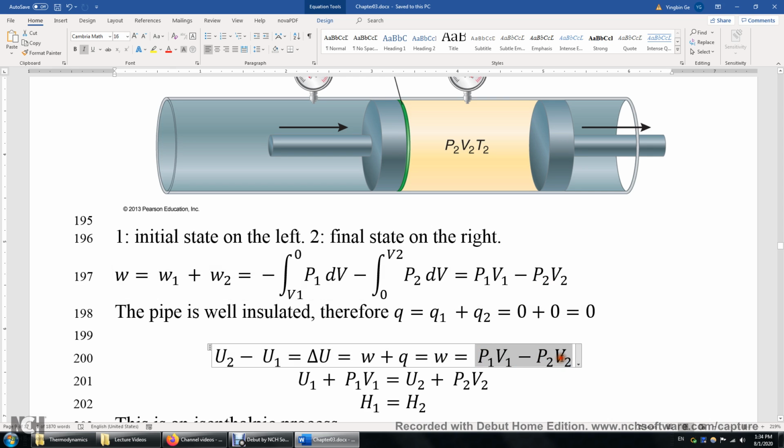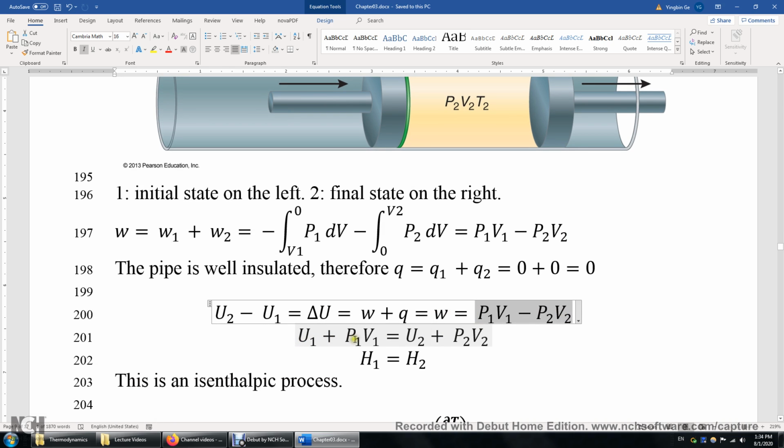We put them in here and we'll see U1 plus P1V1 equals U2 plus P2V2. U plus PV, that's the definition of enthalpy. Over here, U plus PV, that's the definition of enthalpy. Therefore, H1 is equal to H2. In this process, the enthalpy remains constant. We call this an isenthalpic process. Again, the enthalpy is constant.